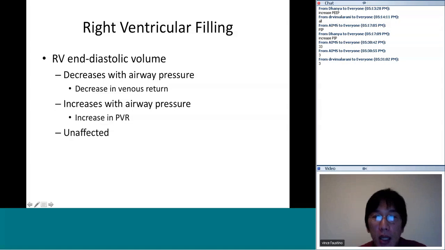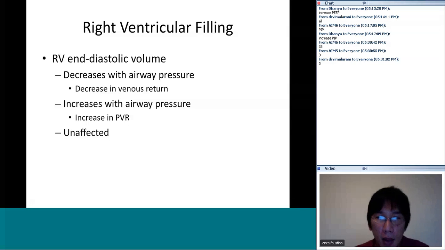A decrease in your airway pressure can decrease venous return, which is opposite to what we discussed earlier. However, an increase in your airway pressure may increase pulmonary vascular resistance, and that would increase your end-diastolic volume. So just to repeat that, a decrease in airway pressure may cause a decrease in your venous return and a decrease in your RV EDV, or the positive pressure can actually increase your PVR and cause an increase in your RV EDV.